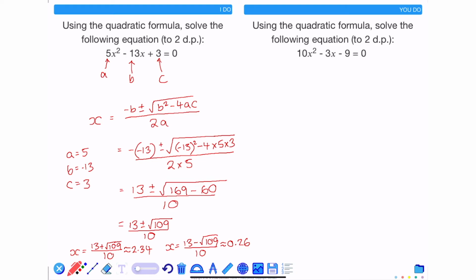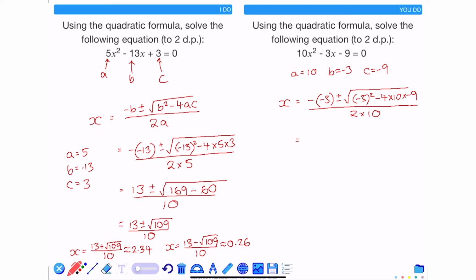With this quadratic equation, a is equal to 10, b is equal to negative 3, and c is equal to negative 9. Substituting the values into the quadratic formula gives me negative 3 plus or minus the square root of negative 3 squared minus 4 times 10 times negative 9. This is all being divided by 2 times 10.